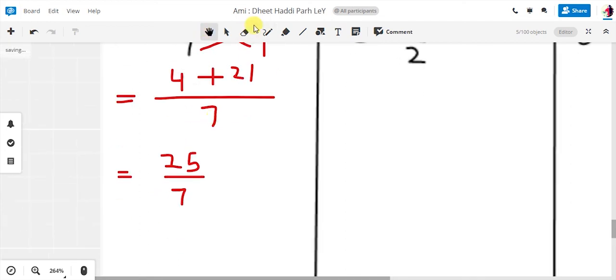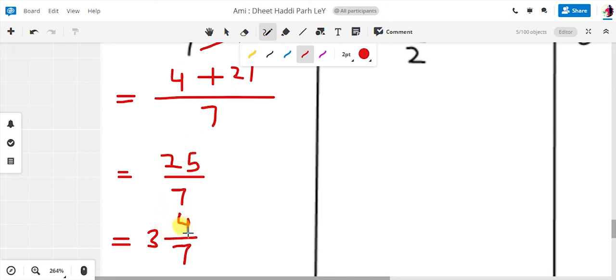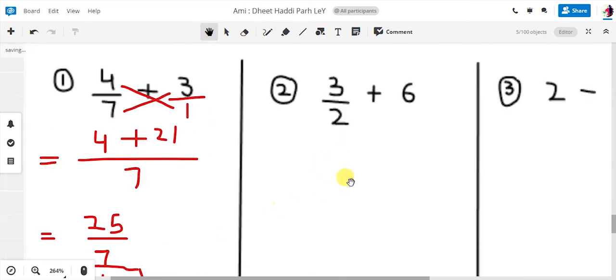So it is up to you, either you leave your answer up till here, or you can further transform it into a mixed fraction. If we go that way, 1 times 7 is 7, 2 times 7 is 14, 3 times 7 is 21. So yes, 3 times 7 is 21, and the remainder we are left with is 4. So our answer is 3 whole 4 over 7, right? Or 25 over 7. Okay, next.